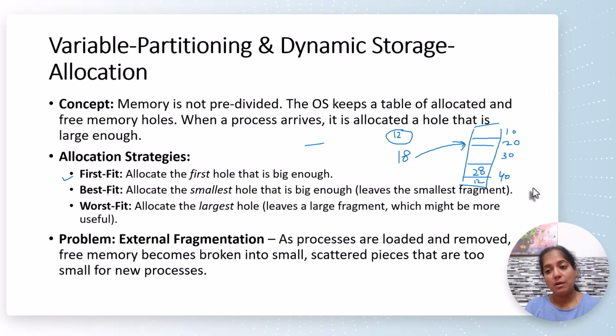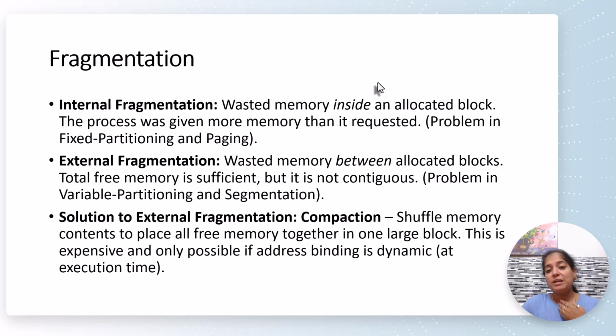This leads to the problem of external fragmentation, because once the processes are loaded and removed, there are a number of smaller chunks in memory. These are so small that they cannot be used to accommodate a process. These are scattered pieces of memory which cannot be used for loading a new process. So this is called external fragmentation. So we can have internal fragmentation and external fragmentation. Internal fragmentation is when memory is wasted inside an allocated block.